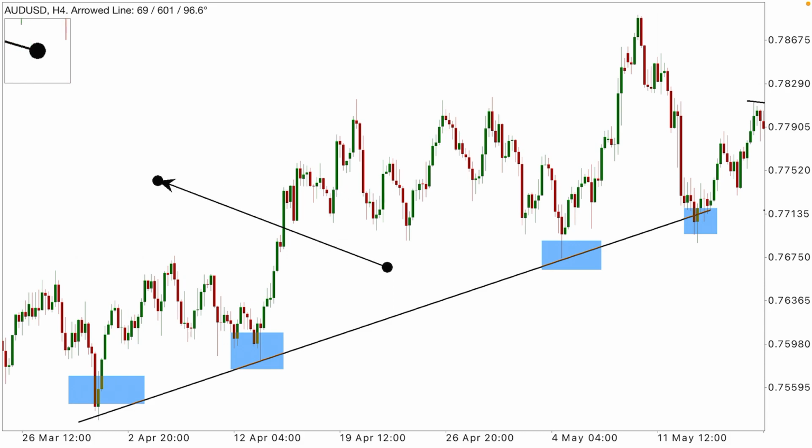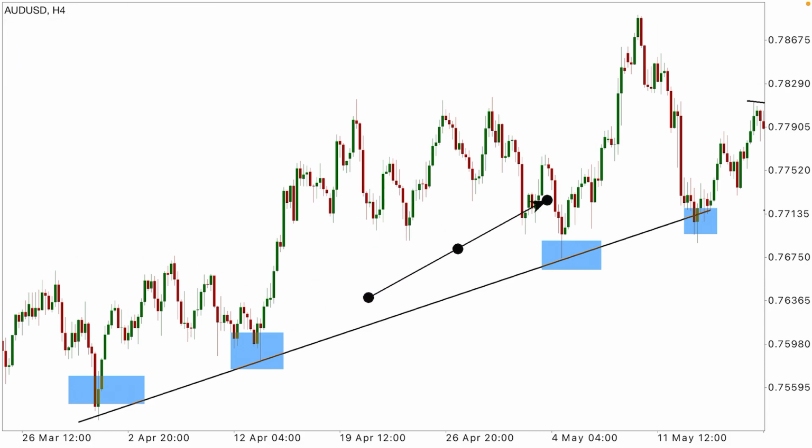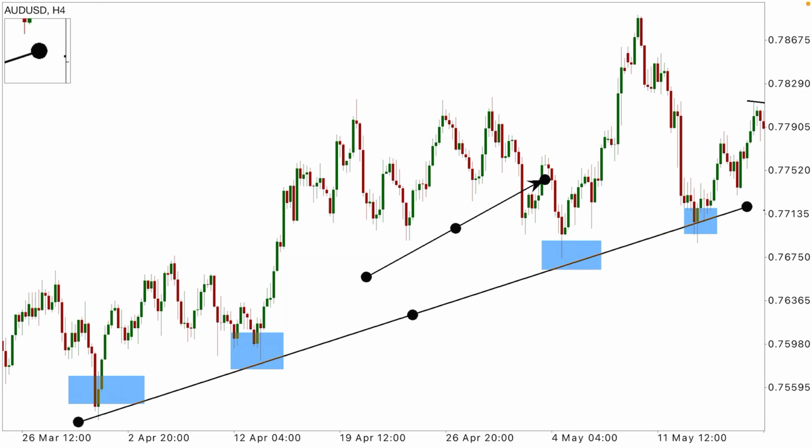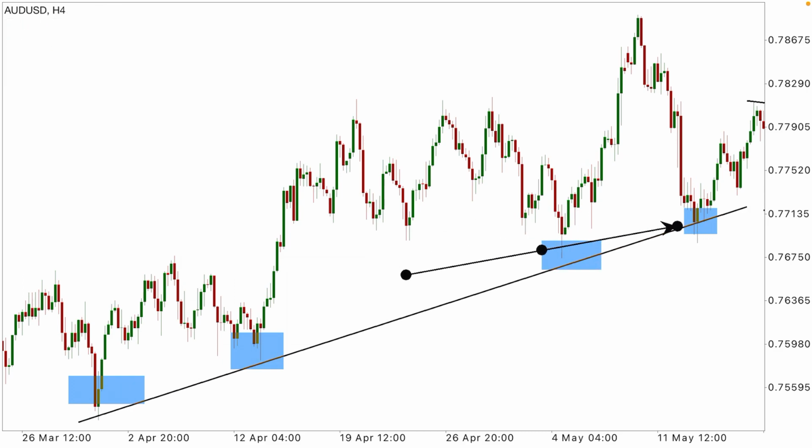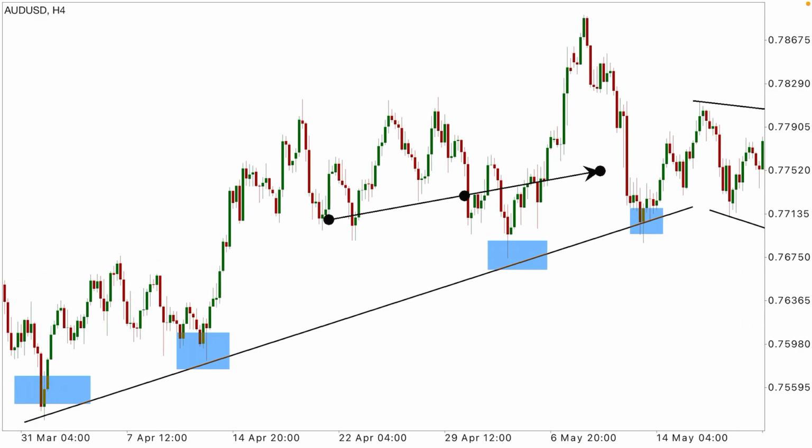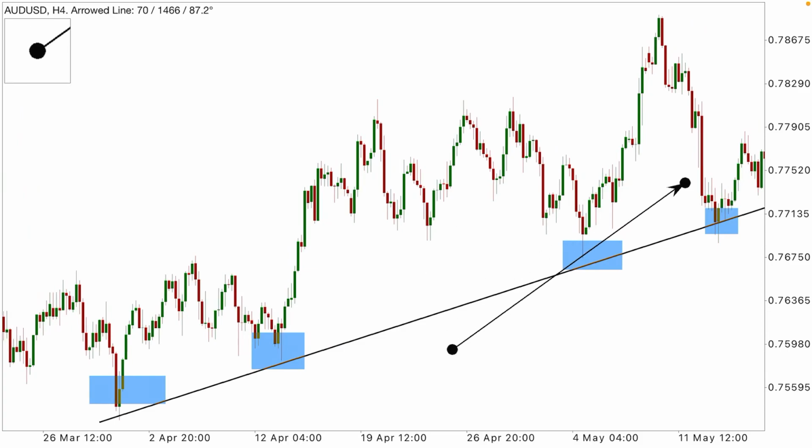You see, price also came to this fourth point and also bought as well. There's also a buy here. Now, this is an upward trend line.